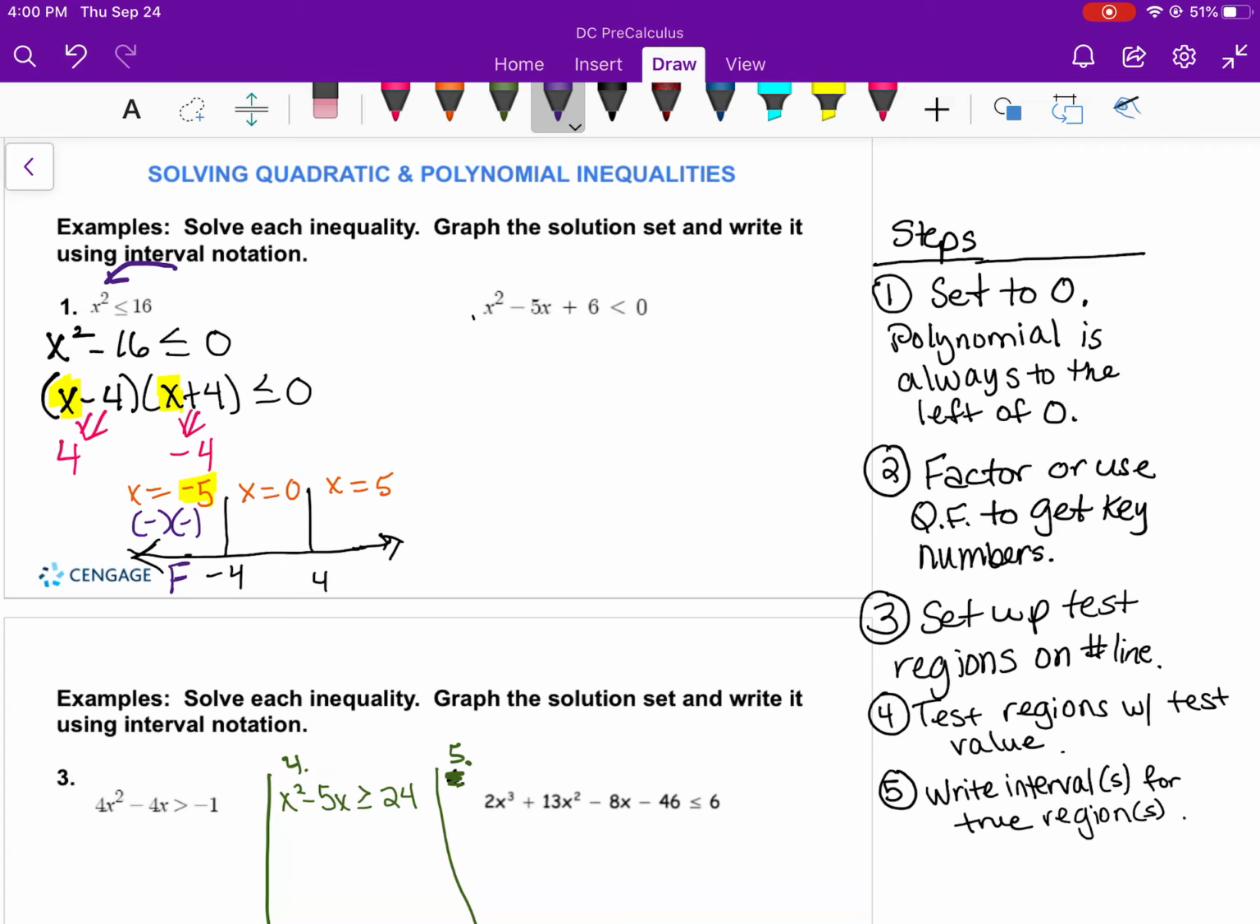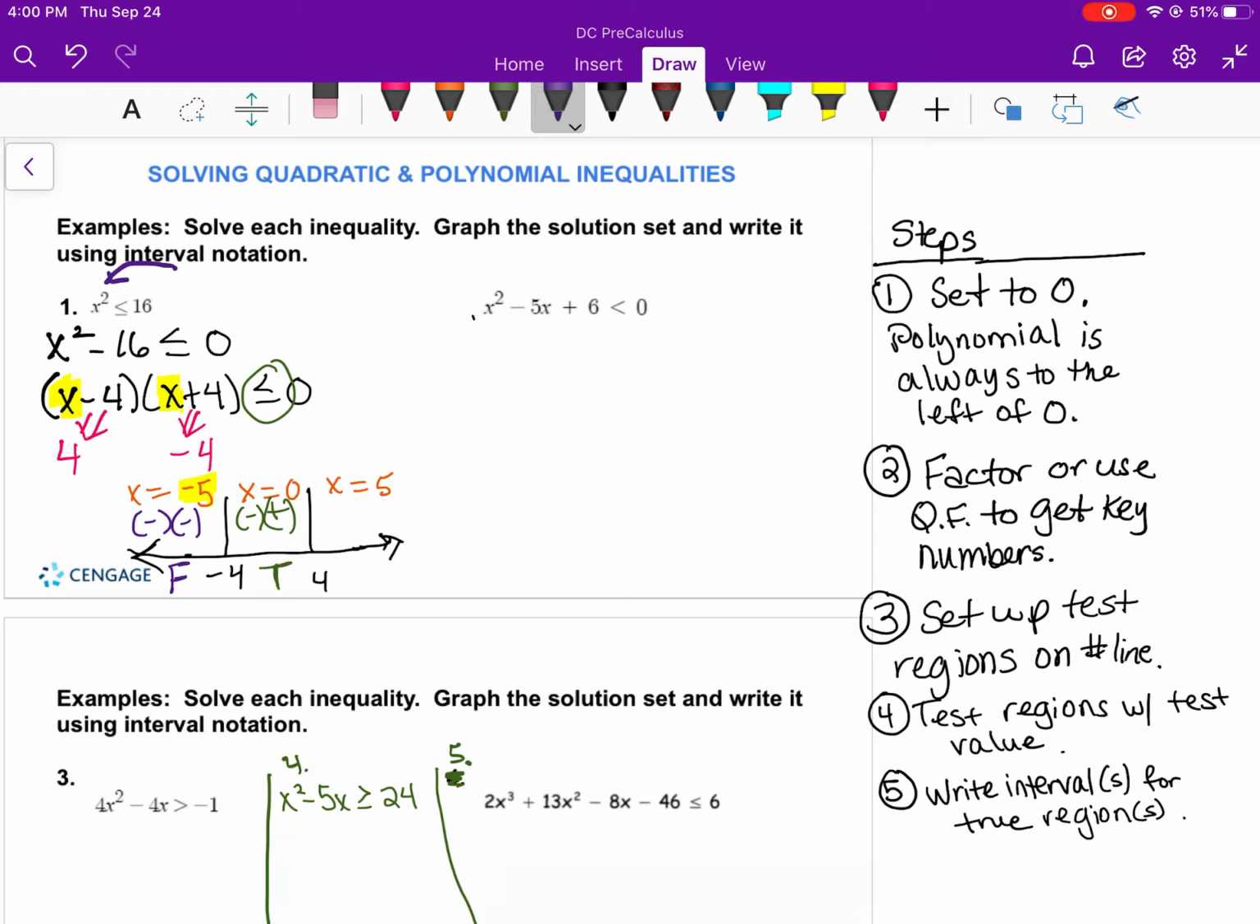Now I'm going to put in 0. So I'm going to put 0 in for x where the yellow x's are. So I'm going to have 0 minus 4 is negative. 0 plus 4 is positive. That product is negative, and I'm looking for less than 0, so that region's true.